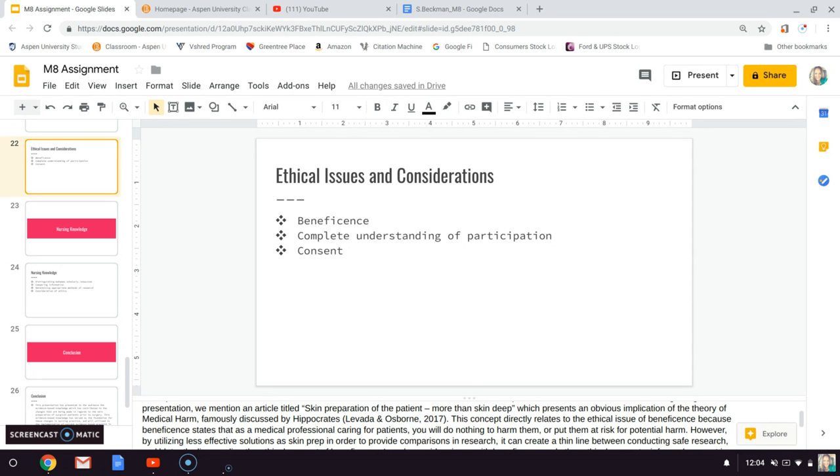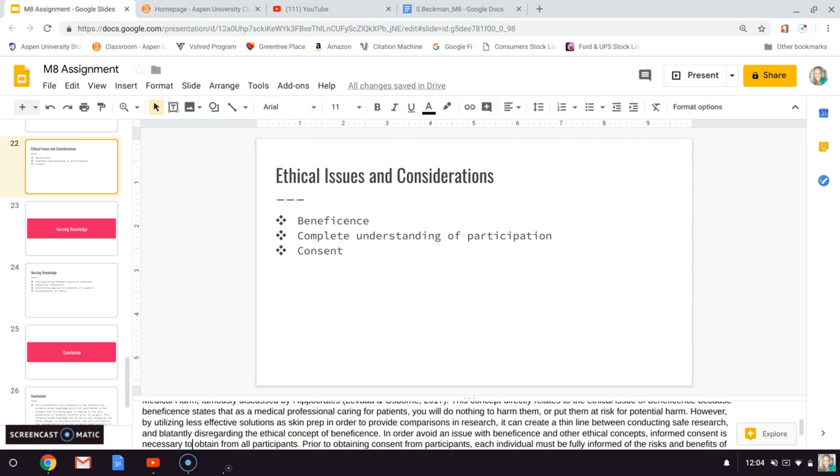This concept directly relates to the ethical issue of beneficence because beneficence states that as a medical professional caring for patients, you will do nothing to harm them or put them at risk for harm. However, by utilizing less effective solutions as skin prep in order to provide comparisons in research, it can create a thin line between conducting safe research and blatantly disregarding the ethical concept of beneficence.